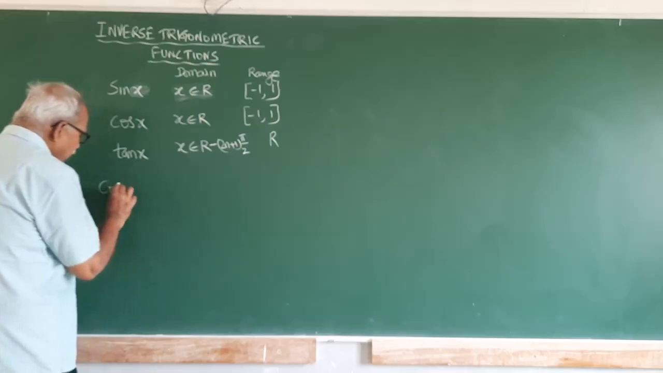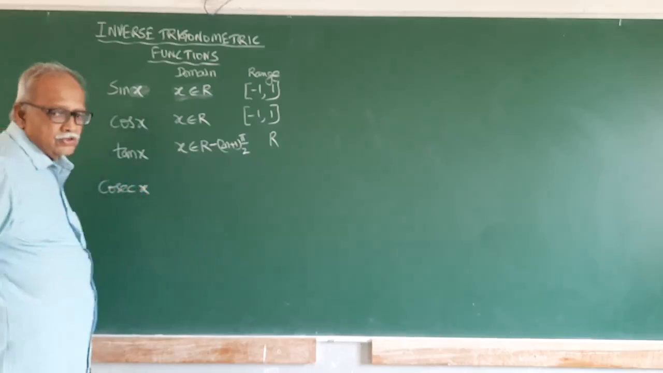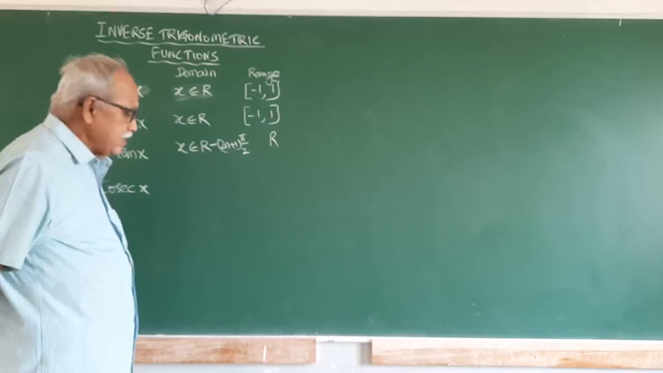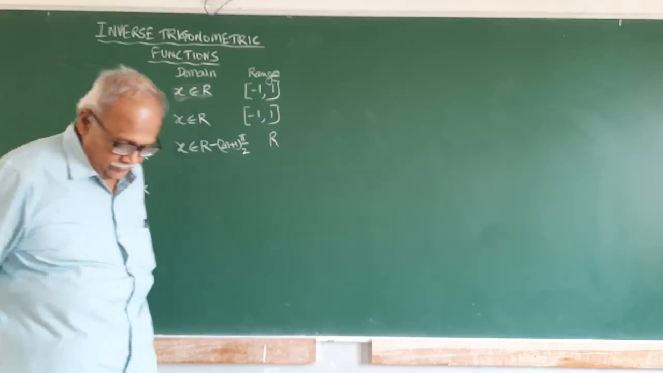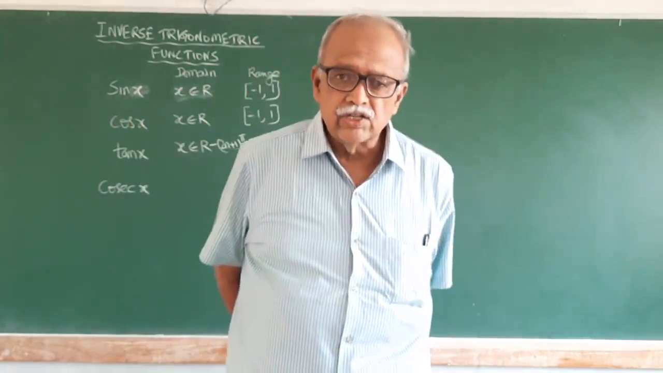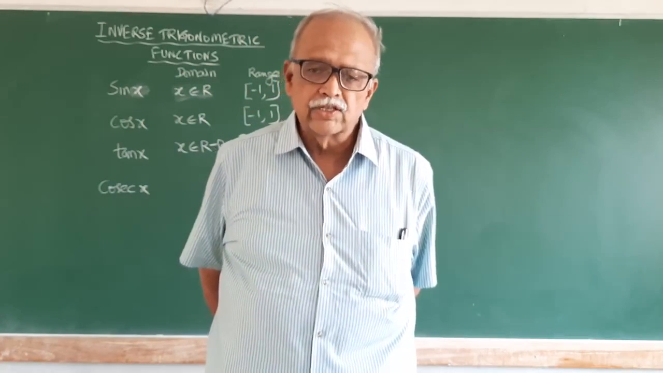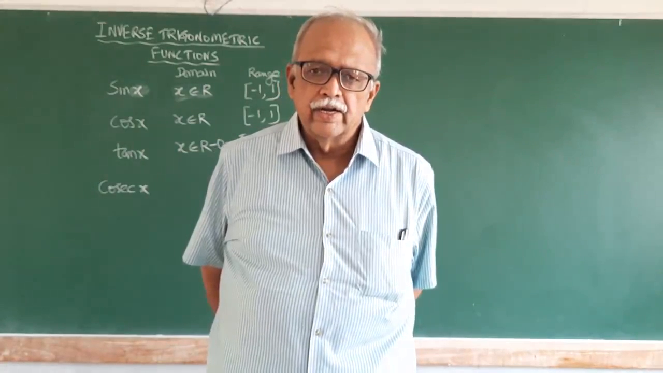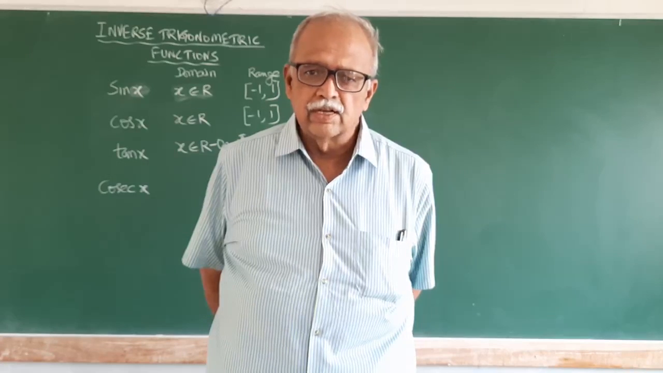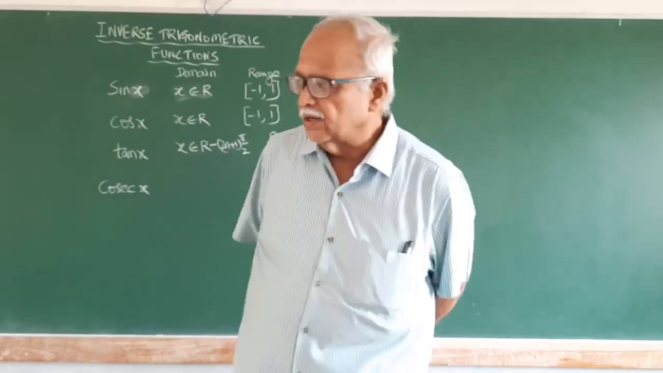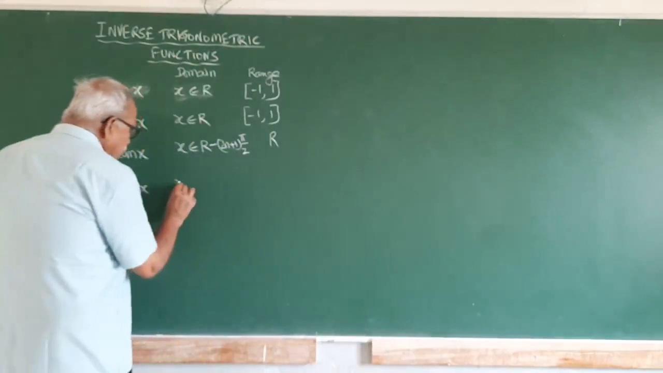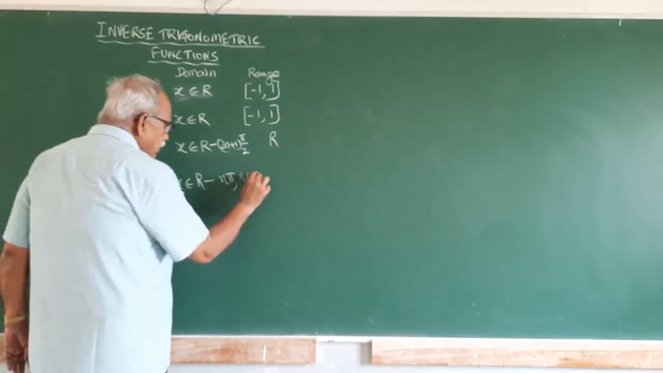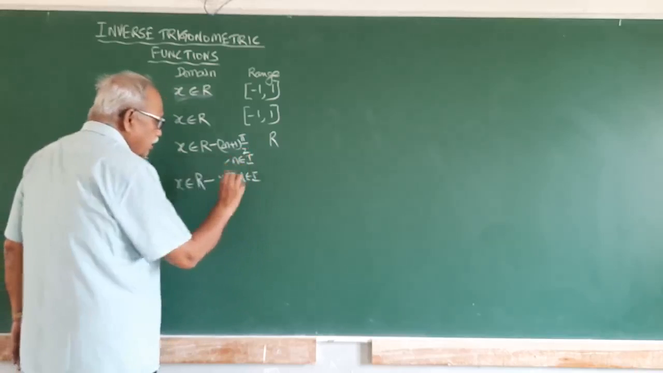Now let us take cosecant x. This is the reciprocal of sin x. So when x belongs to R, here cosecant x means 1 by sin x. So whenever sin x is 0, those values of x we have to remove from the domain. When sin x is 0, it is all integral multiples of pi, that is n pi, n belongs to integer. So here we have to write x belongs to R minus n pi, n belongs to integer. So here also n always belongs to integer.